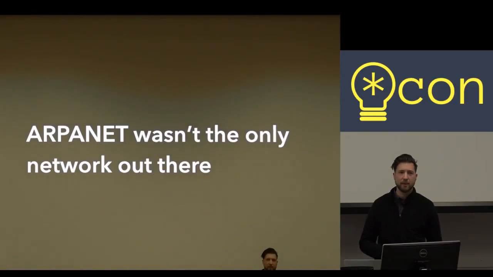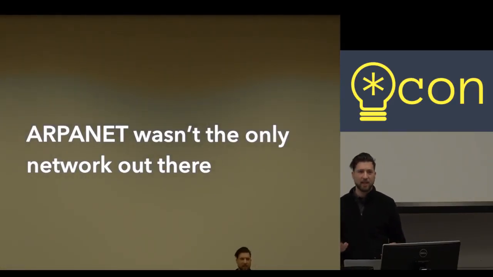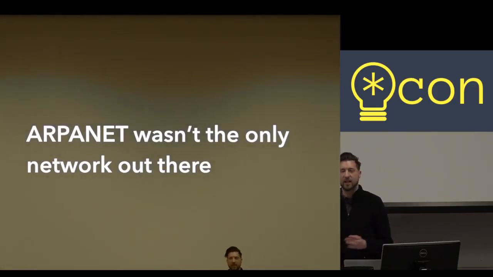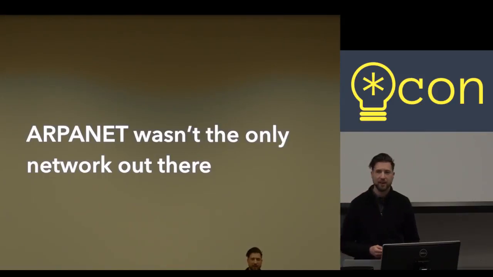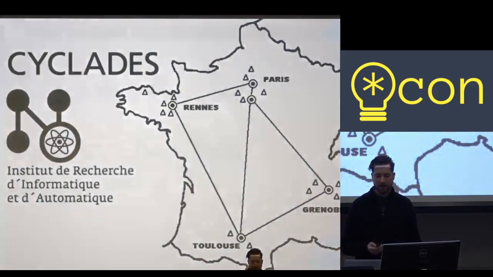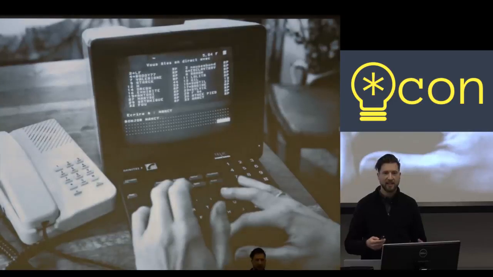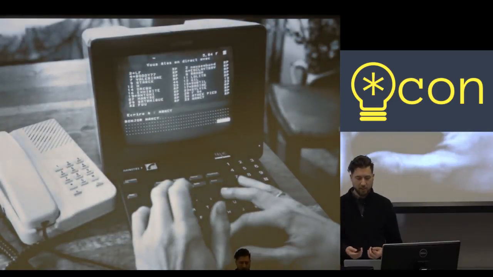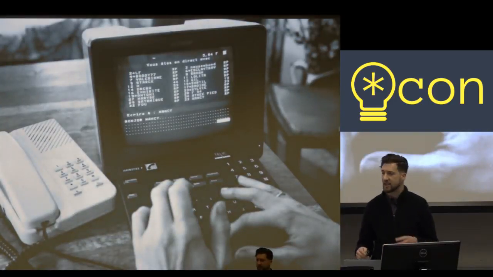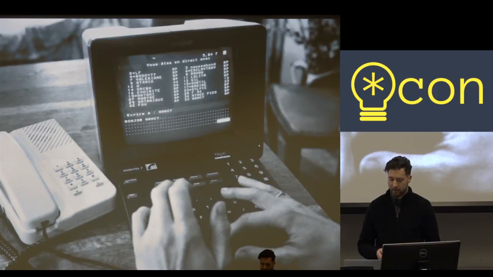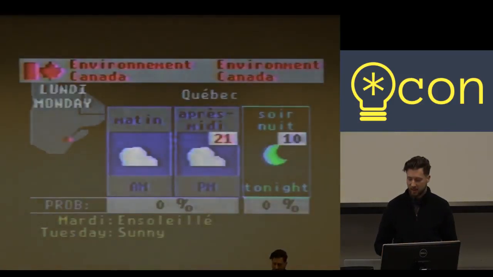ARPANET wasn't the only network at this time. I think people talk about the ARPANET as if it was a linear progression to the internet. It wasn't. There was a lot floating around. France had their own network called Cyclades. Then they had a similar version called Minitel, where people could dial into this network with their TV and phone. Canada actually had a version of this called Teledon.